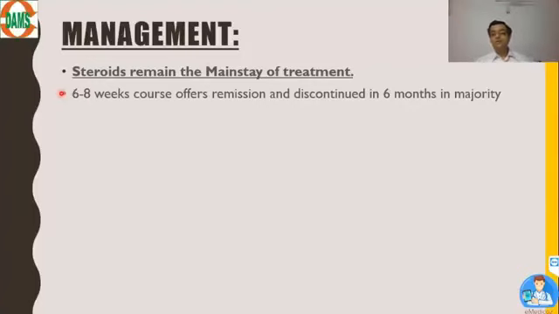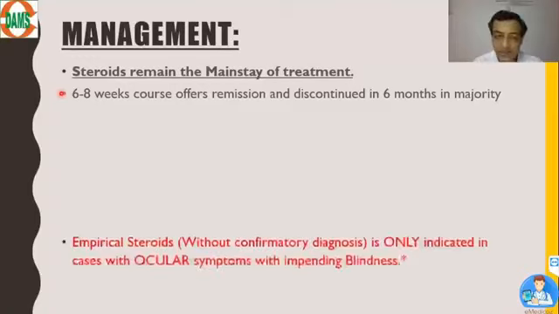So in giant cell arteritis, you are going to start the patient on steroids. After 6 to 8 weeks, once the symptoms have resolved, you will start tapering the steroid and you can discontinue the steroid in 6 months in the majority of the patients.